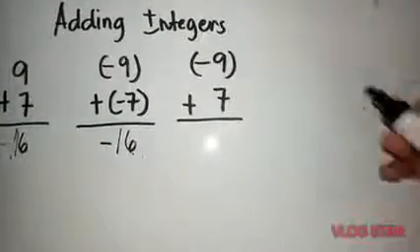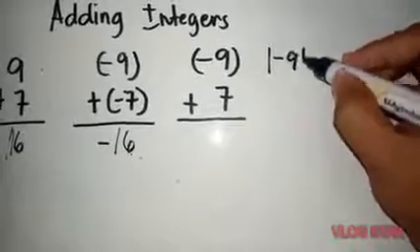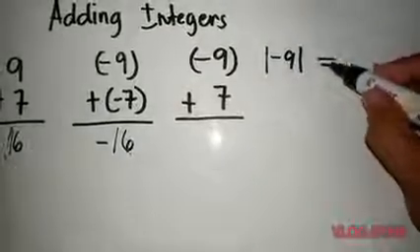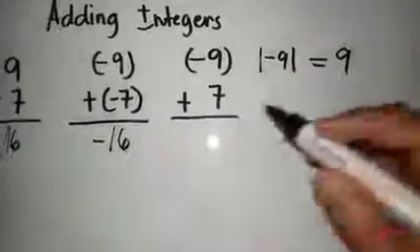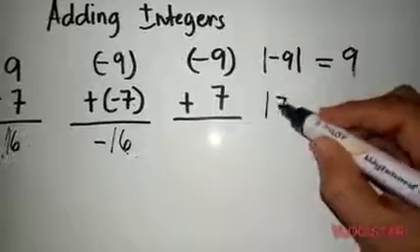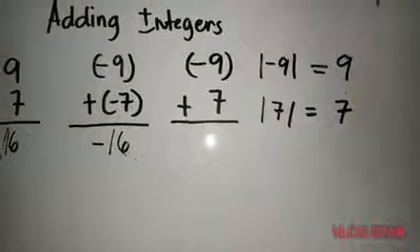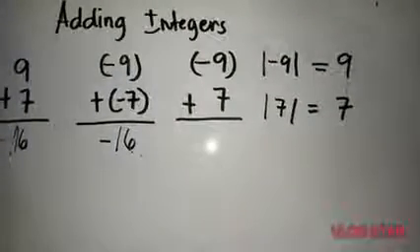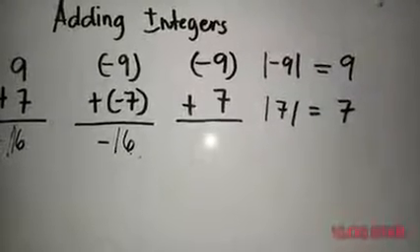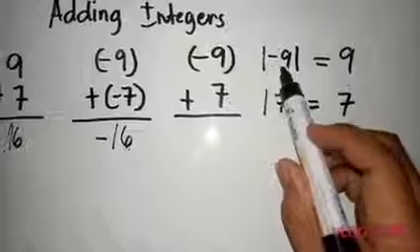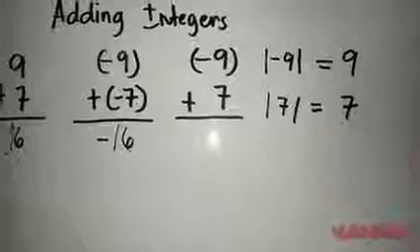Just like this one, negative 9. The absolute value of negative 9 is positive 9. Next is 7. What is the absolute value of 7? That is 7. When you say absolute value, it talks about the positive integer, always positive. So the absolute value of negative 9 is 9, and the absolute value of 7 is 7.